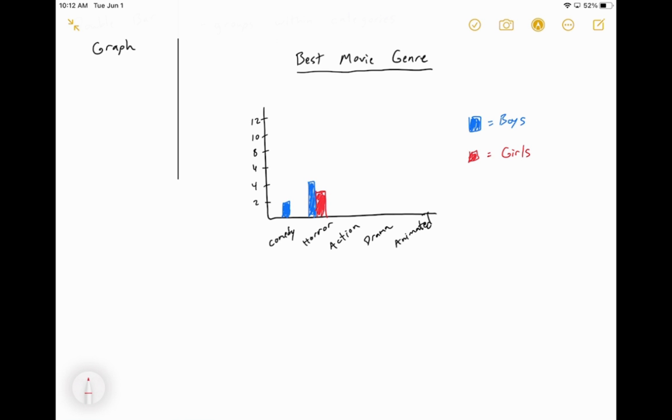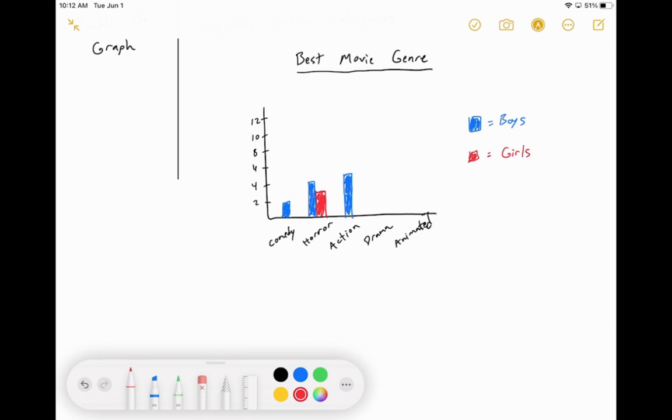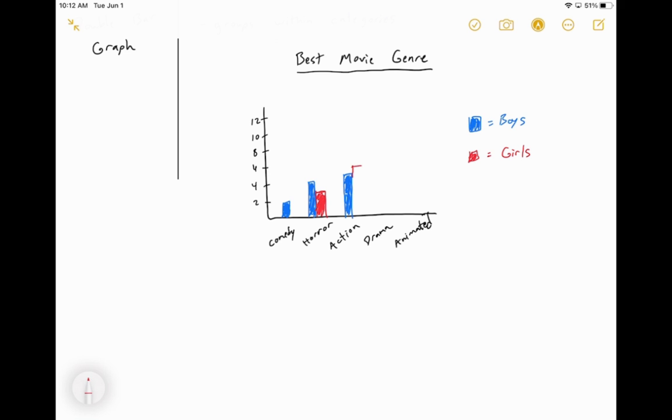All right, action, I had 11 people like the action movies. So we'll say that's like 5 boys, and again, I'm just kind of making up a little bit of the data. And we'll say 6 girls. How about that? That'll give us 11. Girls like a little bit more in the action category.